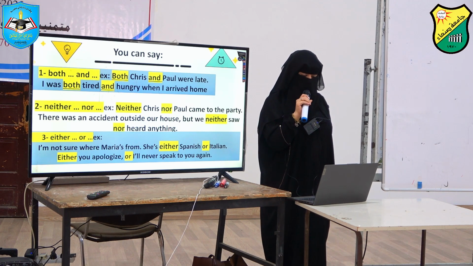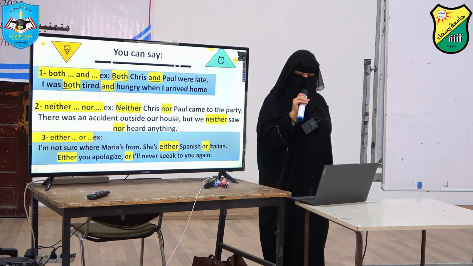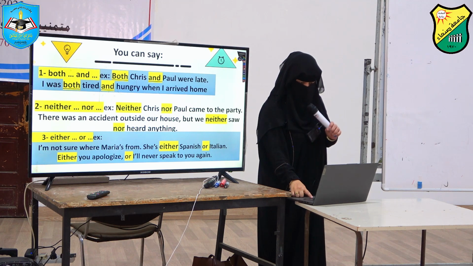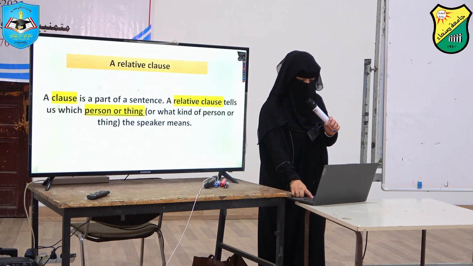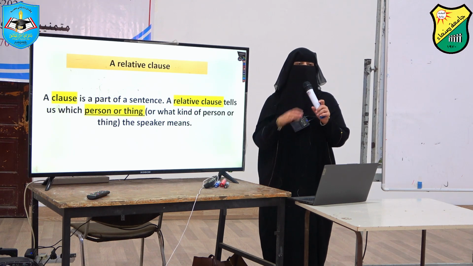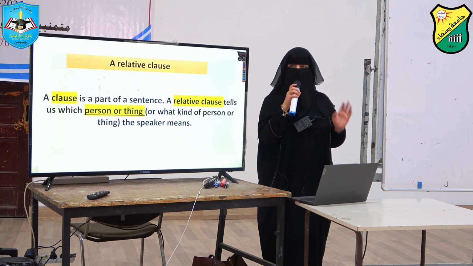Okay, either or: I'm not sure where Mary's from. She is either Spanish or Italian. Either you apologize or I will never speak to you again. Okay, these are easy. Now the relative clauses.